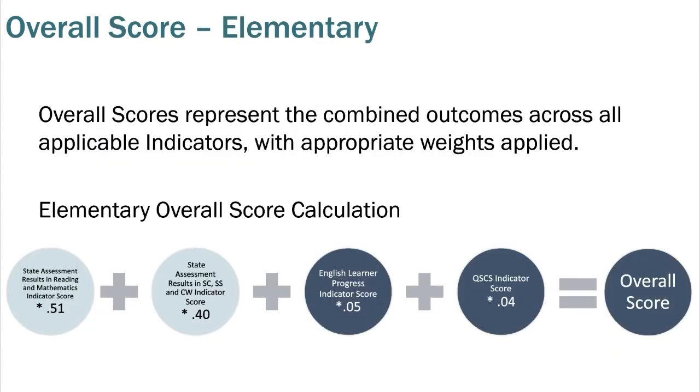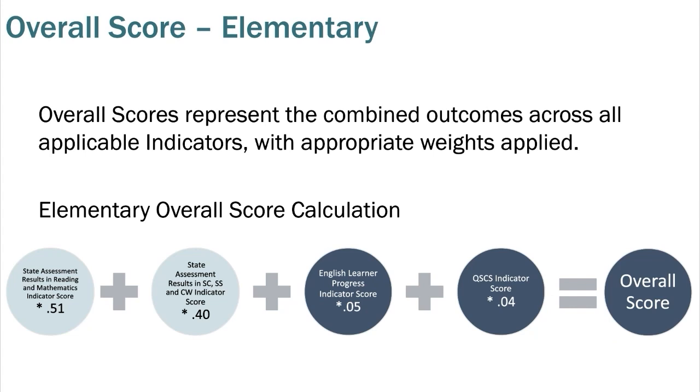As the slide states, the overall score represents the combined outcomes across all applicable indicators with the appropriate weights combined. You'll notice that for this example, the indicator for reading and mathematics and the indicator for science, social studies, and combined writing are a different color. That's simply to highlight that those are the indicators we're discussing in this particular training module. So to calculate overall score, you would first multiply each indicator score by the appropriate weight, which we took from the table on the previous slide. After you have those weighted scores for each indicator, you add them all together to get the overall score.